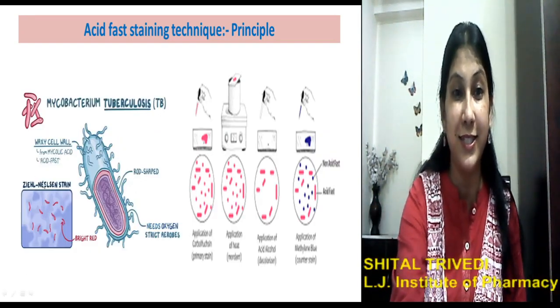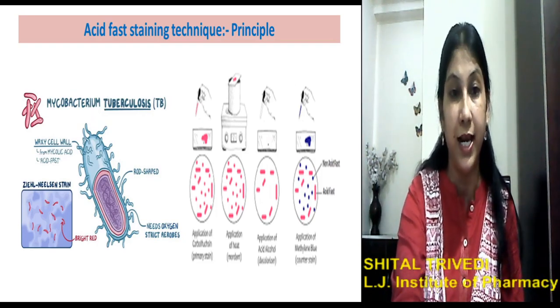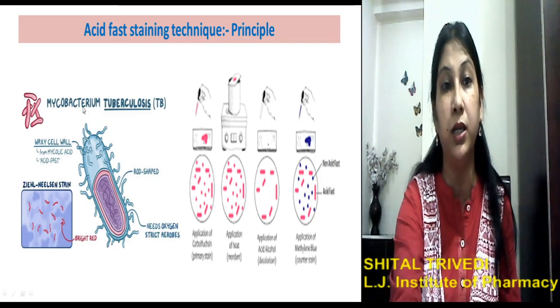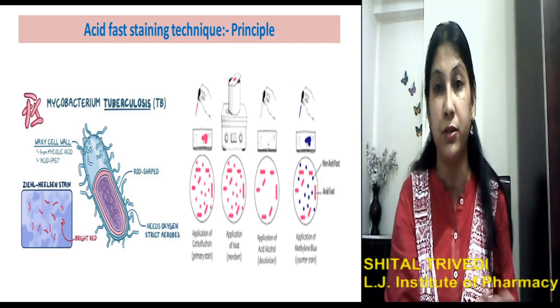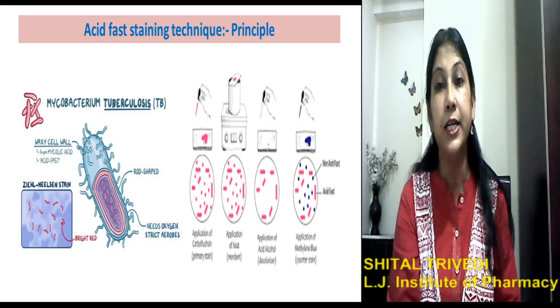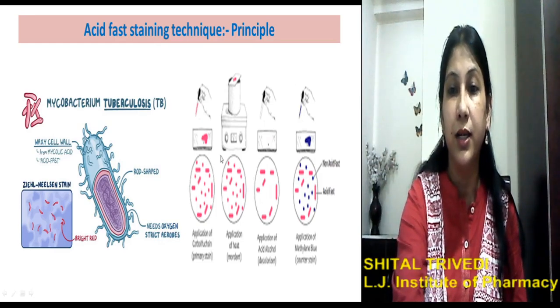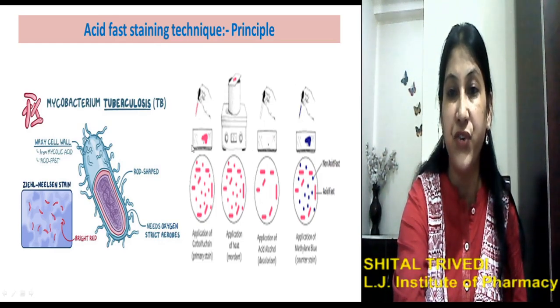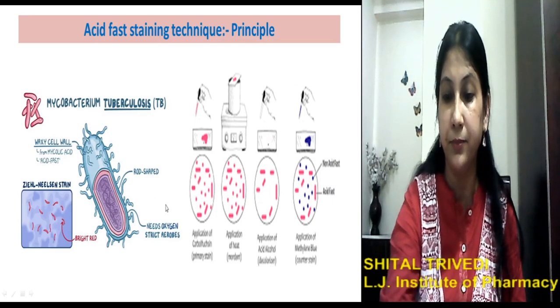Here you can see the bacteria that contain mycolic acid, the very popular species of Mycobacterium, Mycobacterium tuberculosis, responsible for TB. And this is how things occur when we treat the specimen with the staining reagents.